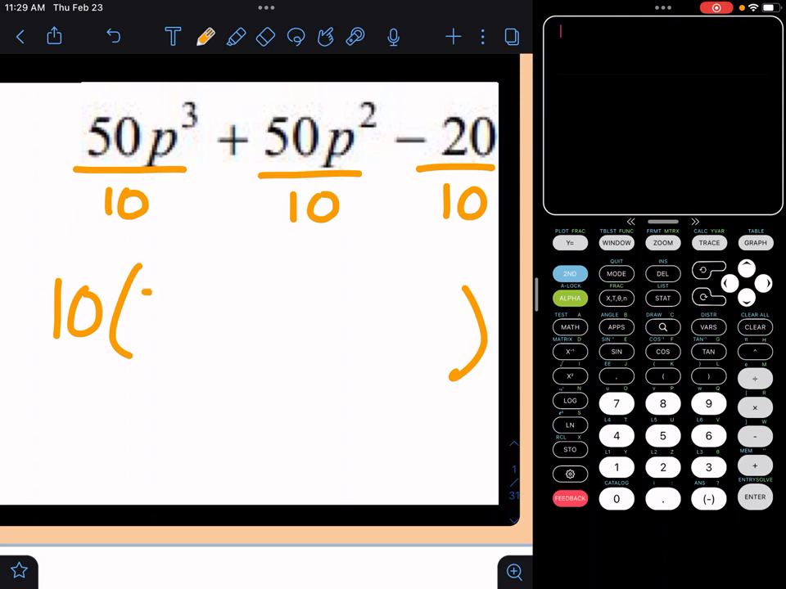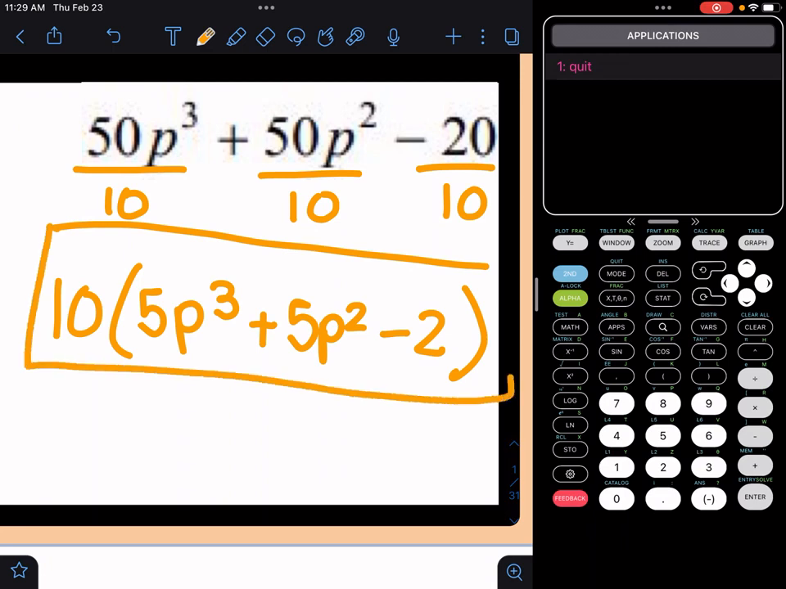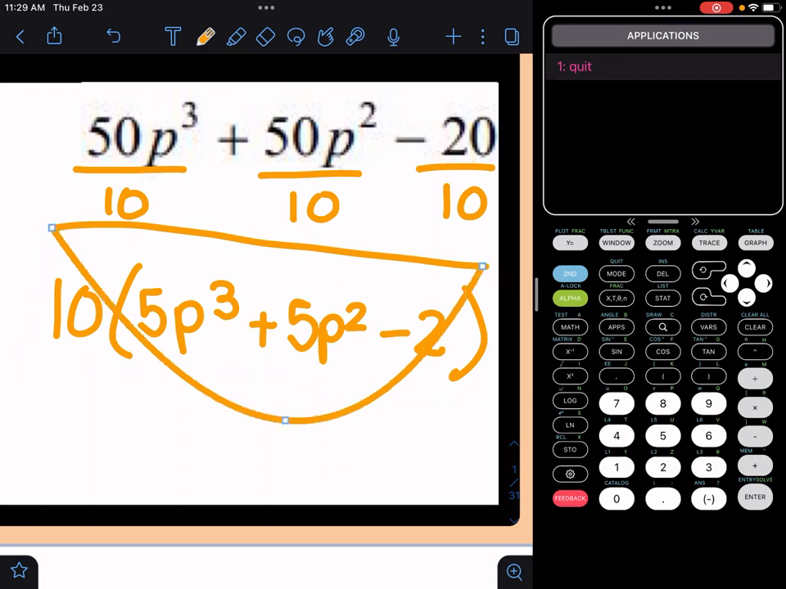50 divided by 10 is 5. Leave the p to the third. Then 50 divided by 10 is 5. Leave the p squared. And then negative 20 divided by 10 is negative 2. And this is my final trinomial.